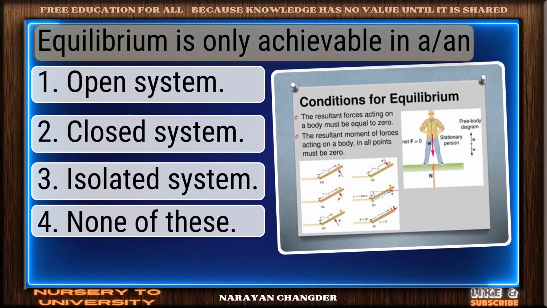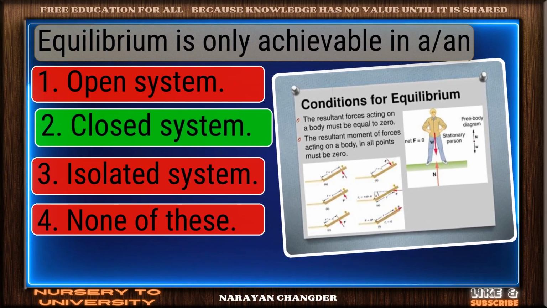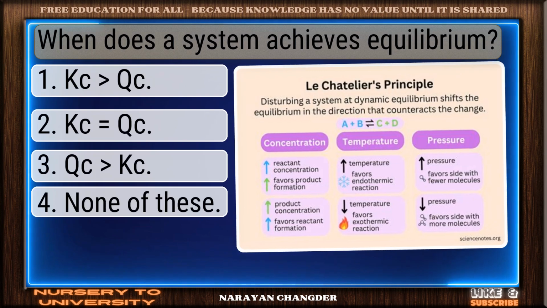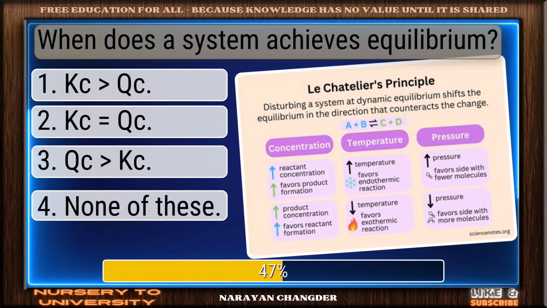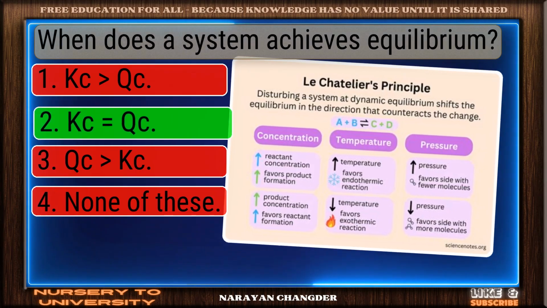Equilibrium is only achievable in a what? Bravo. Closed system is the answer. When does a system achieve equilibrium? Excellent. Kc equal to Qc is a brilliant choice.